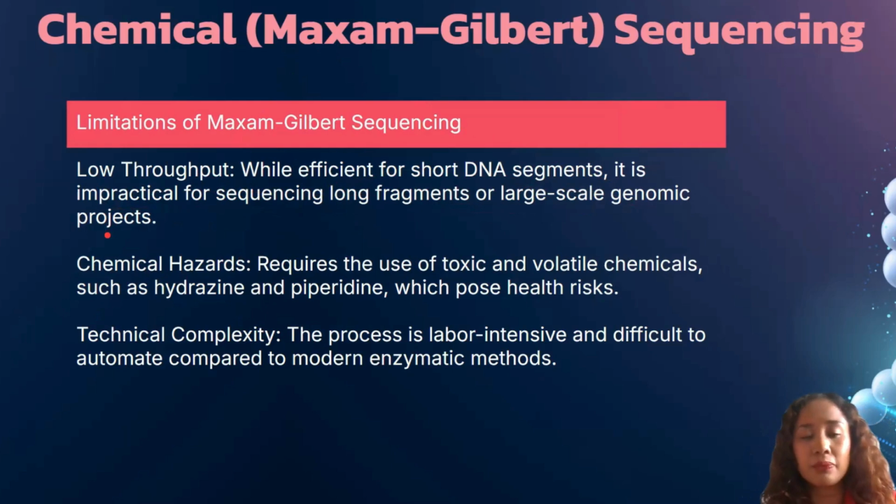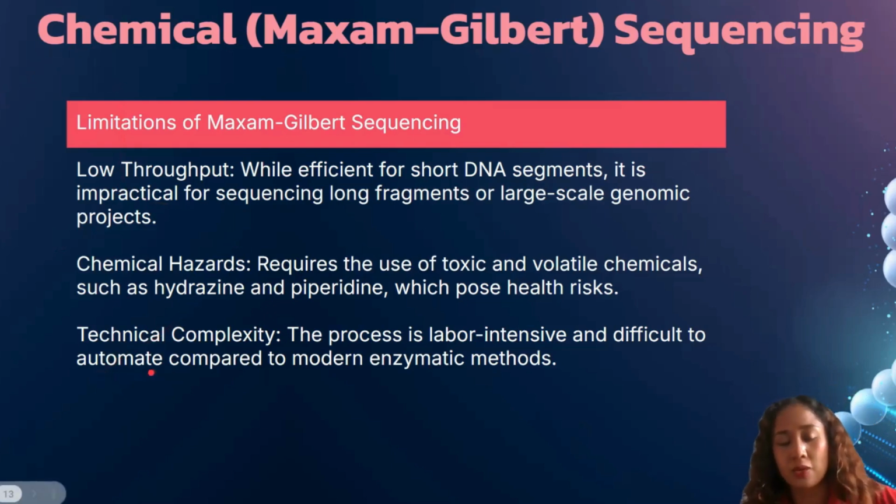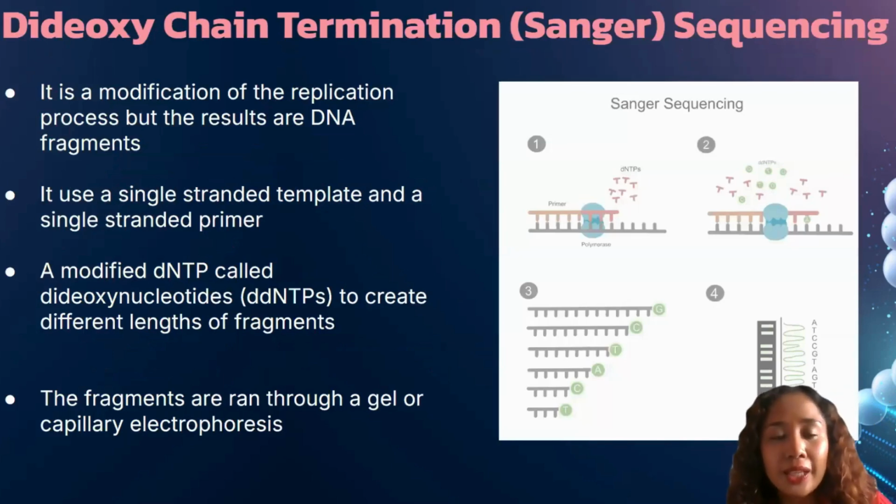Maxam-Gilbert sequencing, actually, we can do this in our setting. I just need to find those chemicals. For the chemical hazards, however, the chemicals are toxic and volatile, such as hydrazine and piperidine, so they pose health risks. Let's see if I could still find them. For technical complexity, the process is labor intensive and difficult to automate, compared to other enzymatic methods. So now, let's go to Sanger sequencing.